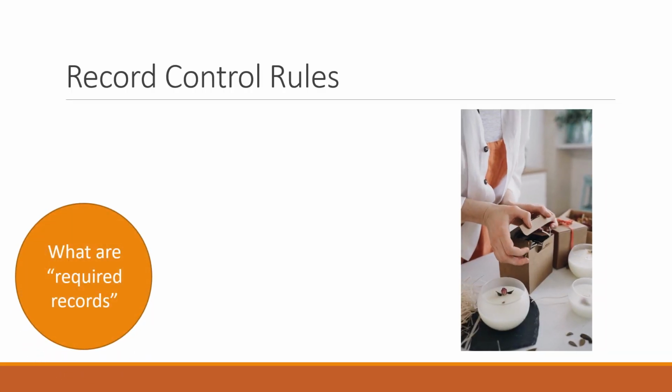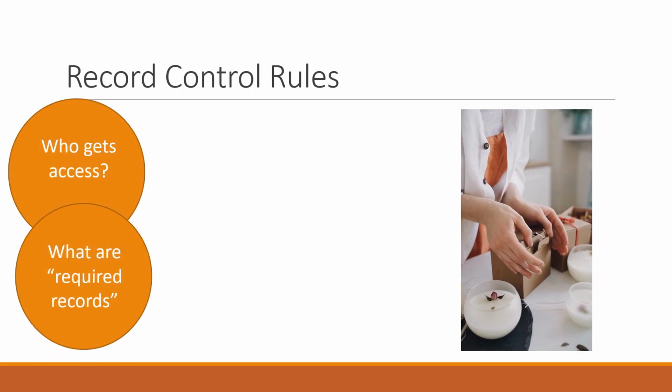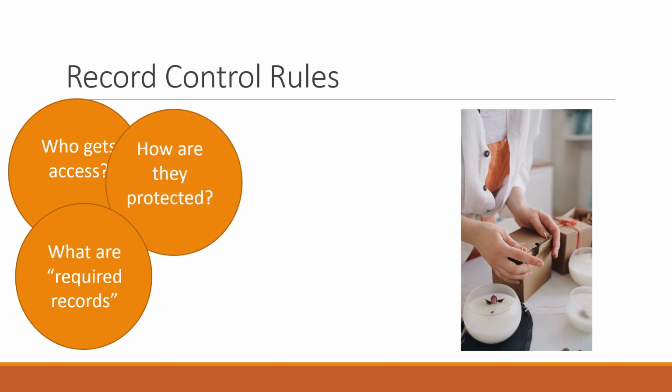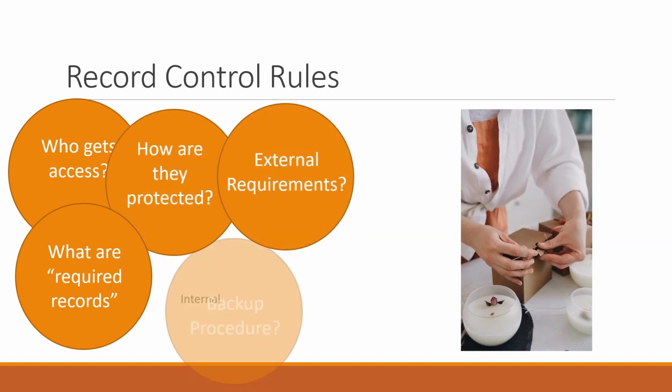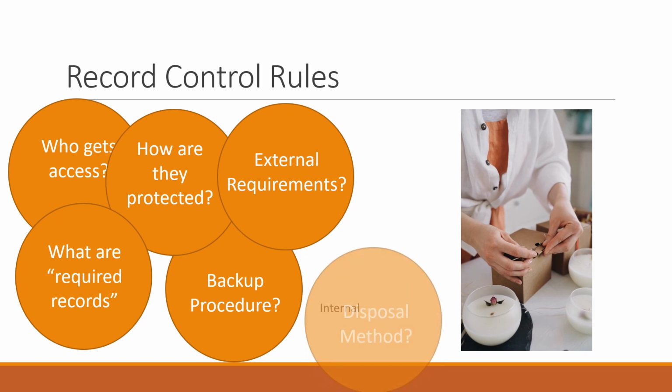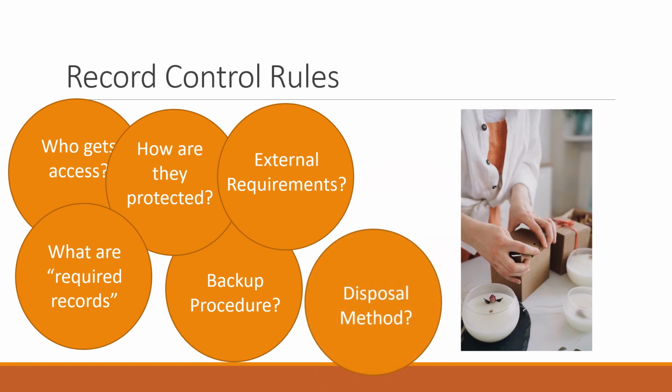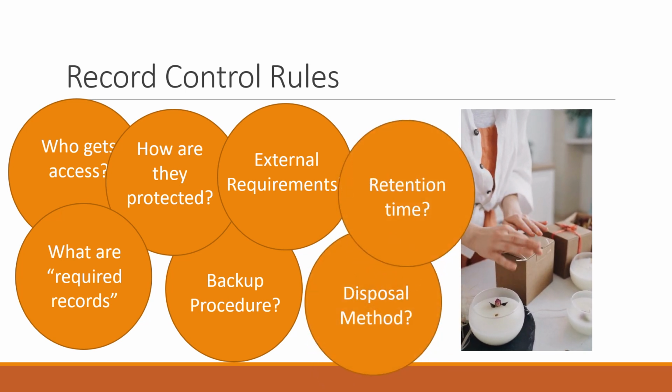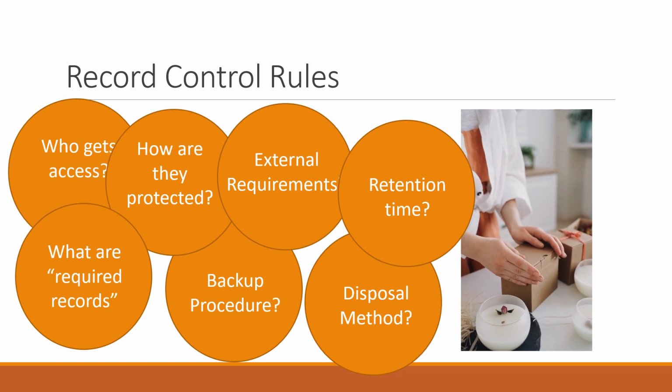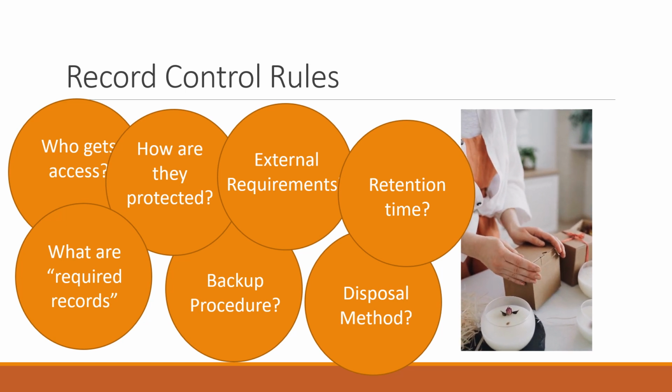Next part of this is about record control rules. The first question is, what records do you require yourself to keep, and where do they get stored? Next question is, who gets access? Does anybody get access, and does it depend on the record? And how are they protected? People are still using paper records in some places, and that could be a file cabinet, it could be in a locked room, or it could be on somebody's desk. Next, what is a backup procedure? That is to say, if there's some kind of loss of your records, what are you going to do?